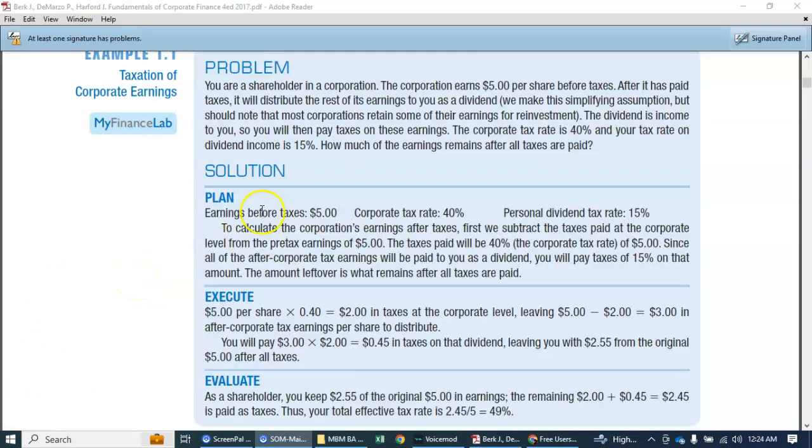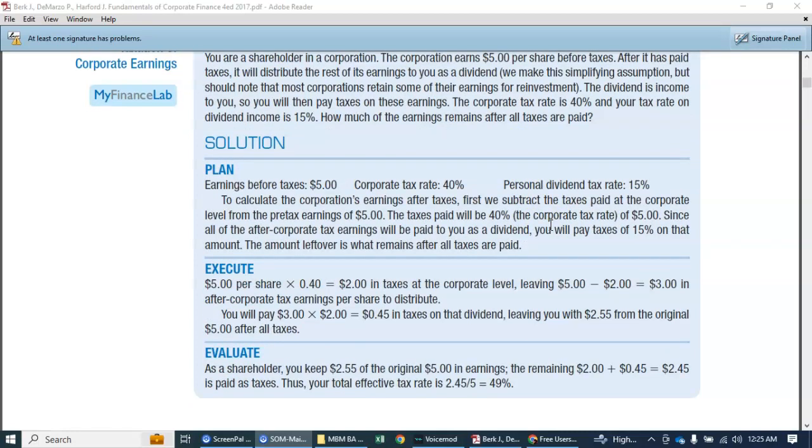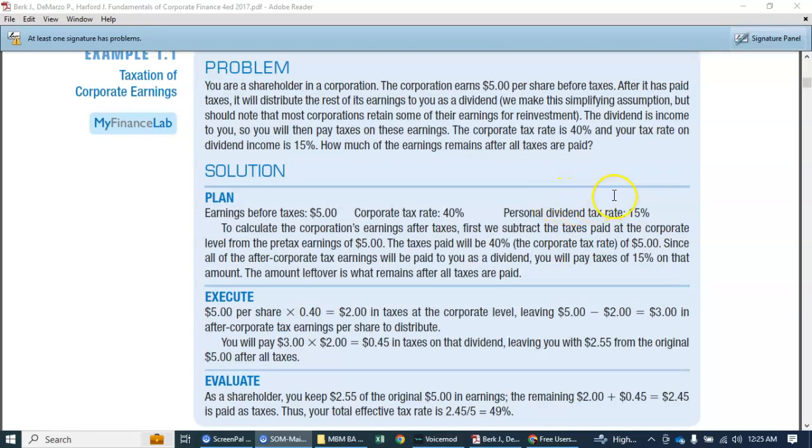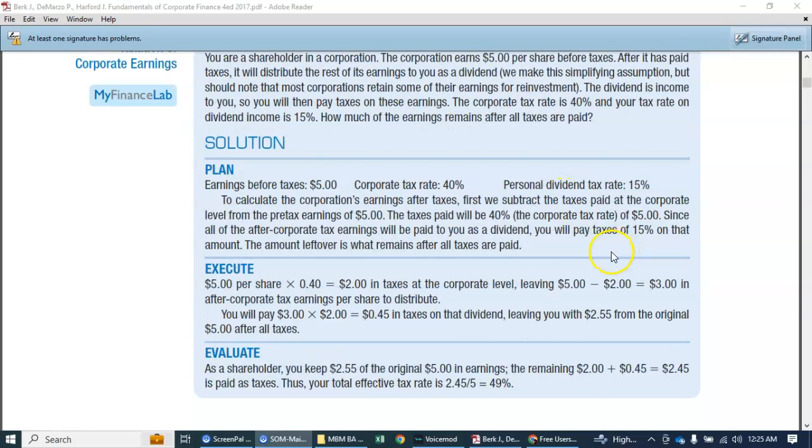Now, for instance, the corporation earns 5 per share before taxes. So the tax is 40%. So it has to be the tax of 40%, that is, two of this will be deducted. So the net per share earnings is 3. Now, once that it is distributed to the personal account of the investors or shareholders, there's another 15% that will be deducted of that. So imagine how much is the net pay that will be received.